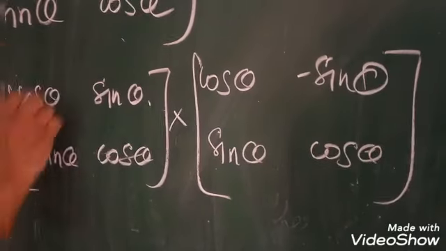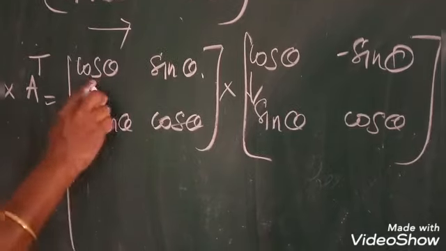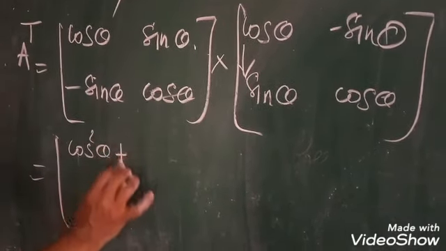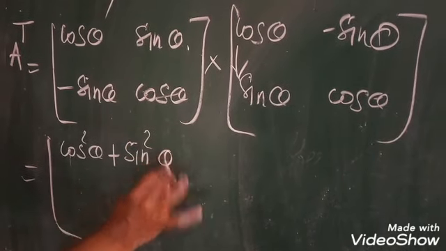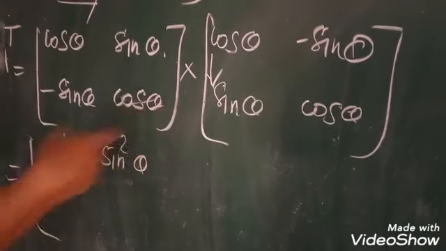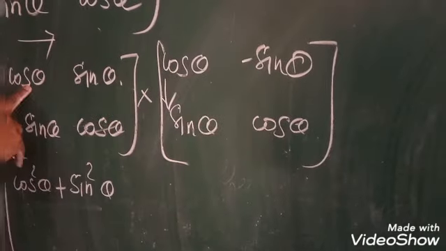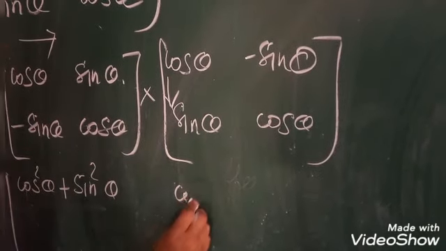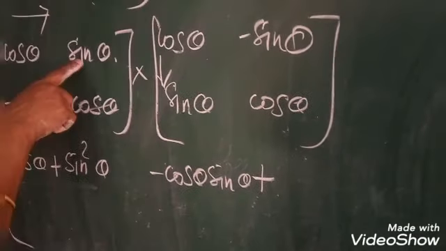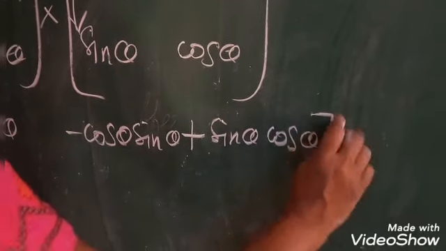Okay, do you all know the multiplication of matrices? First row, first column, just cos into cos, cos squared theta. Sin into sin, plus sin squared theta. Have you all understood this step? Cos into cos, cos squared theta, sin into sin, sin squared theta. First row, first column. The same for first row, second column: cos into minus sin theta, so minus cos theta into sin theta, plus sin theta into cos theta.